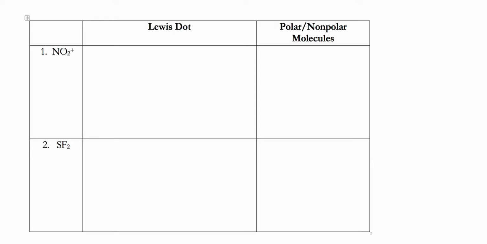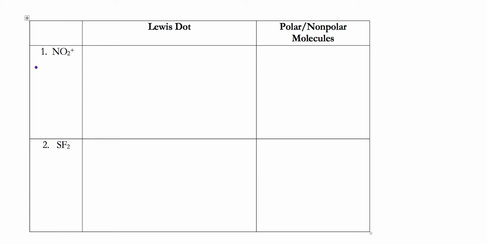So in this video, I'm going to be reviewing how to draw Lewis structures, how to draw them correctly using the VSEPR model, and then how to determine whether the molecule is polar or nonpolar. So let's look at this first example, NO2+.